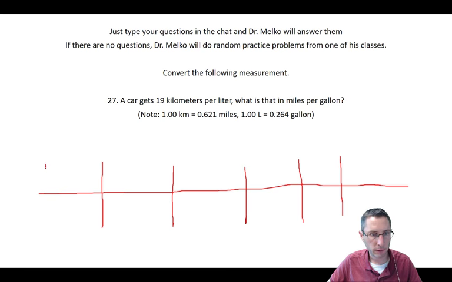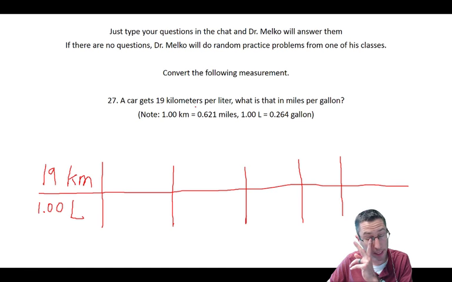Up here they'll write what's given, 19 kilometers per liter. Sometimes they'll even write down here per 1.00 liter, because really that kilometers per liter is 19 kilometers for every 1 liter. So that's sort of implied there in the unit. And at the end, they know they want miles per gallon.